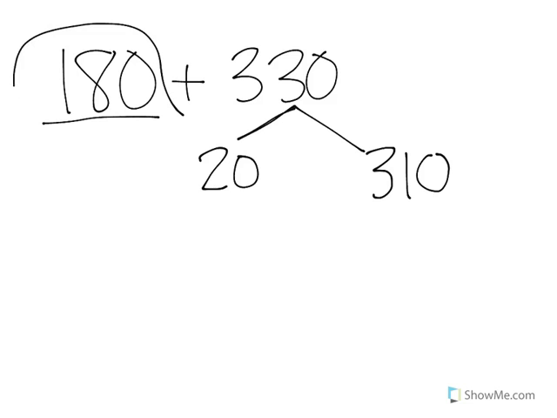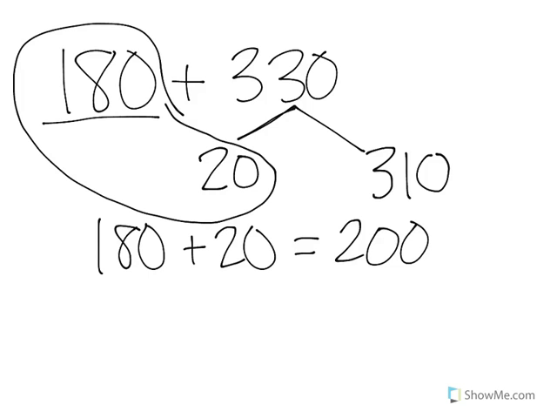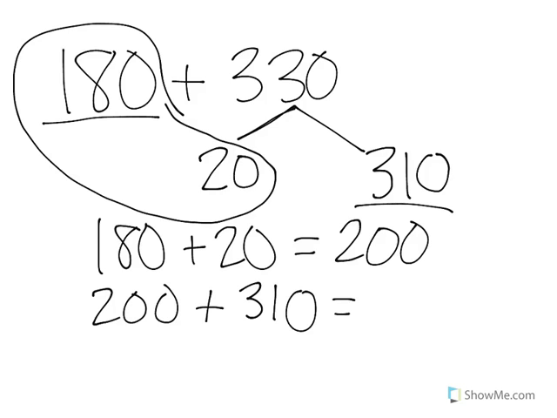Next, I need to circle the two parts that make the 100. So let's see, 180 plus 20 equals 200. We're on our fourth step. Who knows what our fourth step is? We need to add the leftovers. 200 plus 310. So let's see, 2 plus 3 is 5, 0 plus 1 is 1, and 0 plus 0 equals 0.